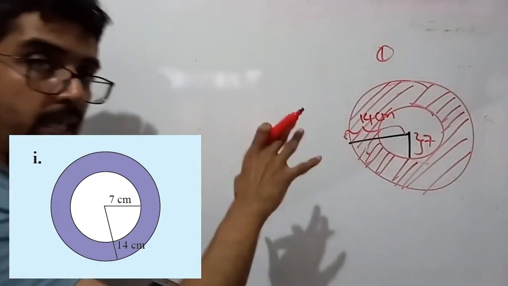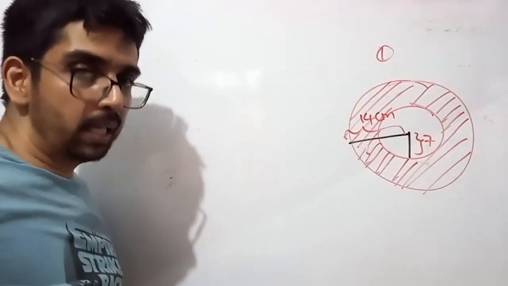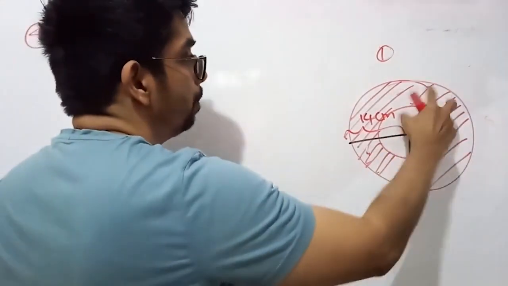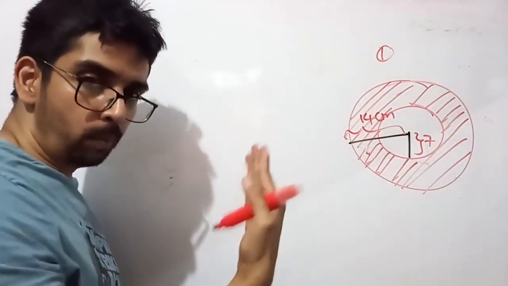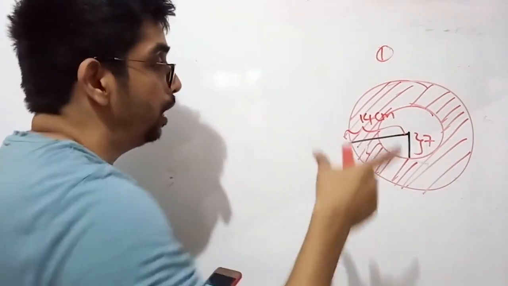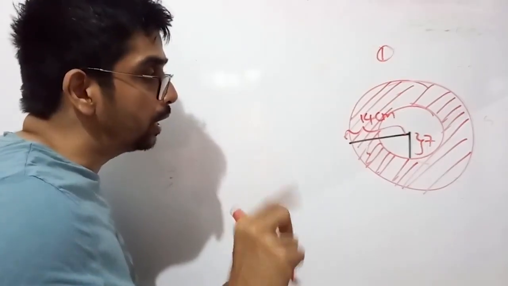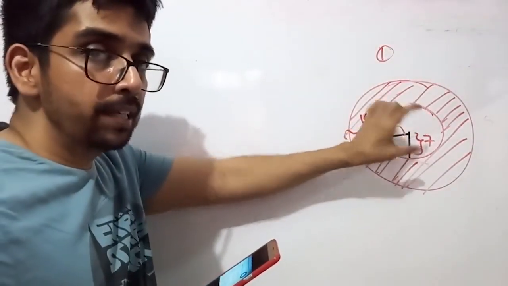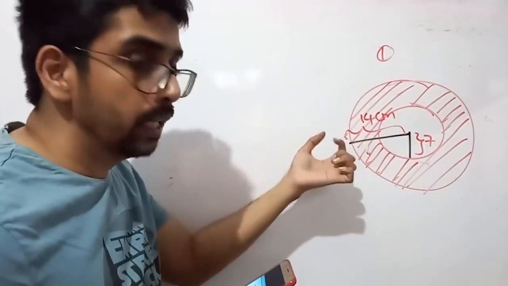So there are two parts in this question. Find the area of the shaded part in each figure given below. They are asking the area of the shaded area. Let's think how to do this. We have to find the area of this thick ring. Normally, we find the area of the circle which has a radius of 14. Then we find the area of the circle which has a radius of 7. Then we subtract the two.